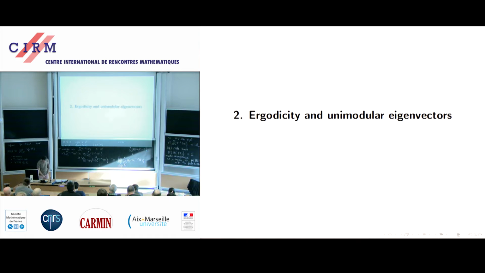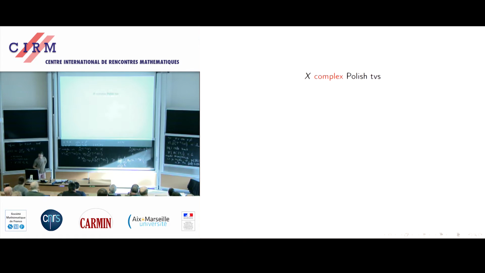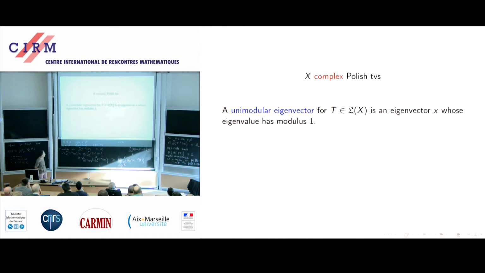Okay, so now I pass to another topic, a completely different topic, apparently. So I will say a few words about unimodular eigenvectors. So what do I mean by that? So this time X is a complex vector space, so we don't have a real version of the results here. And so what is a unimodular eigenvector for T? So this is simply an eigenvector whose eigenvalue has modulus 1. Okay? And the set of all such vectors I will denote by E of T.